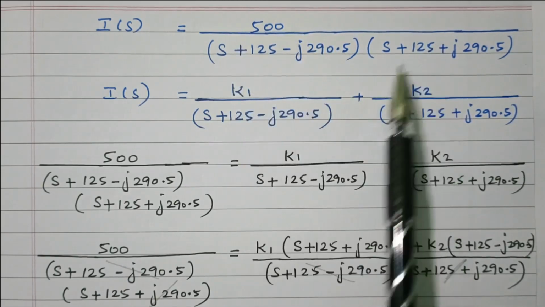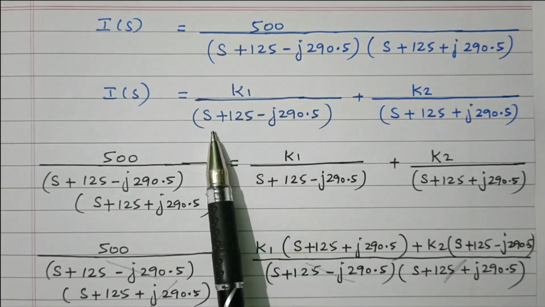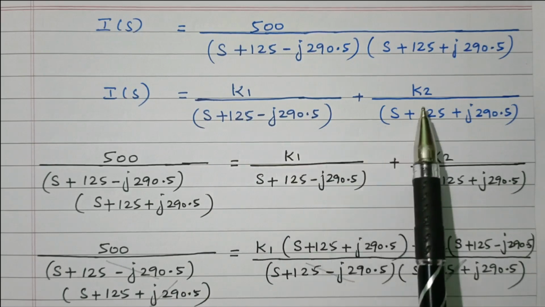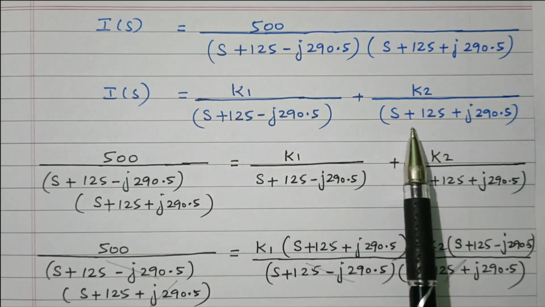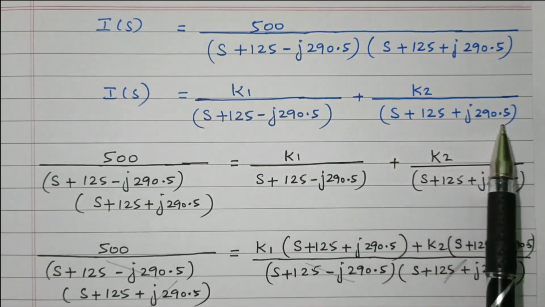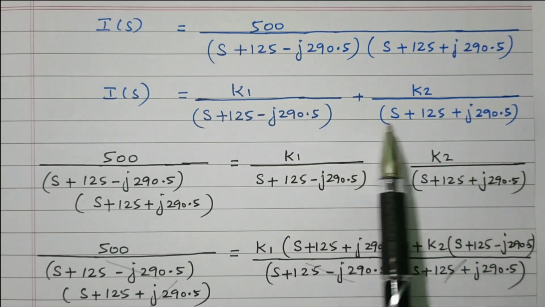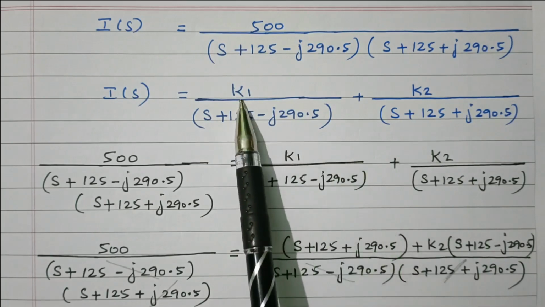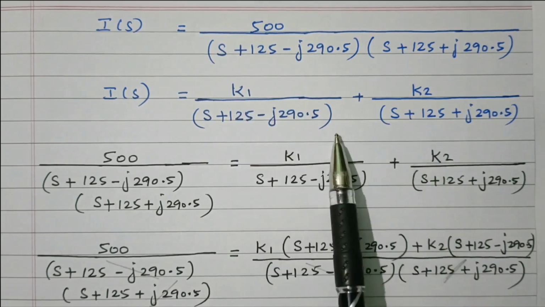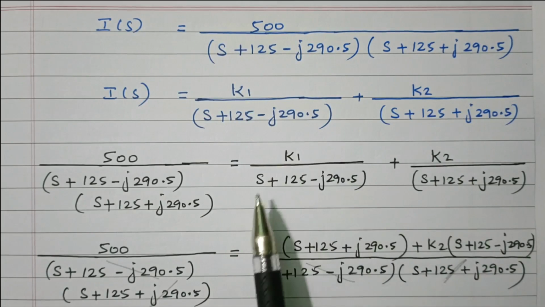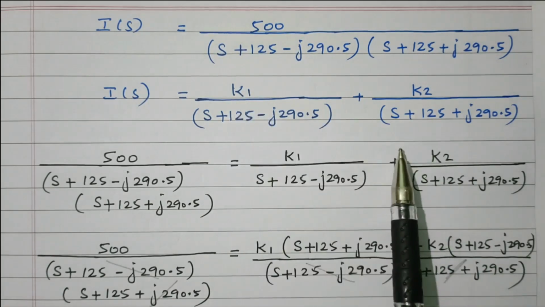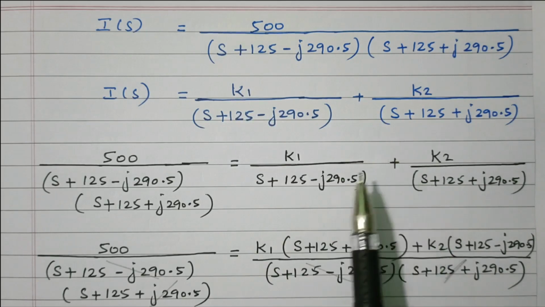So this equation can be written as K1 divided by S plus 125 minus J 290.5 plus K2 divided by S plus 125 plus J 290.5. So for these two terms we need to find K1 and K2. After finding K1 and K2, we can easily take the inverse Laplace transform. So the next step is we need to find the K1 and K2 values, thereby we can take the inverse Laplace.